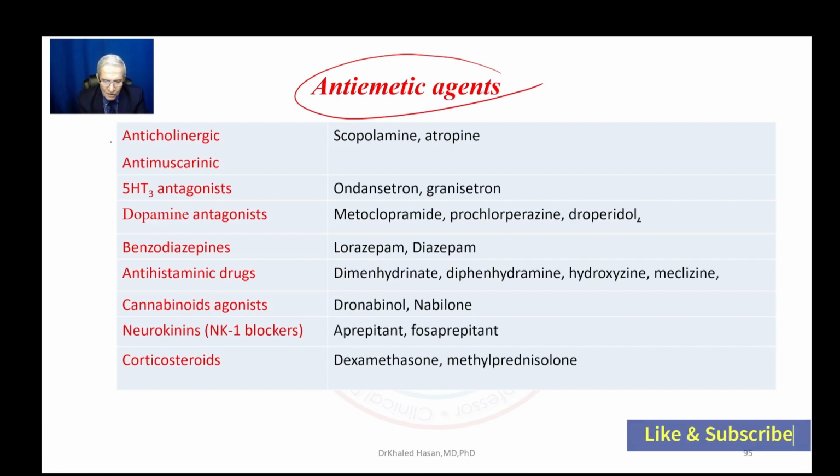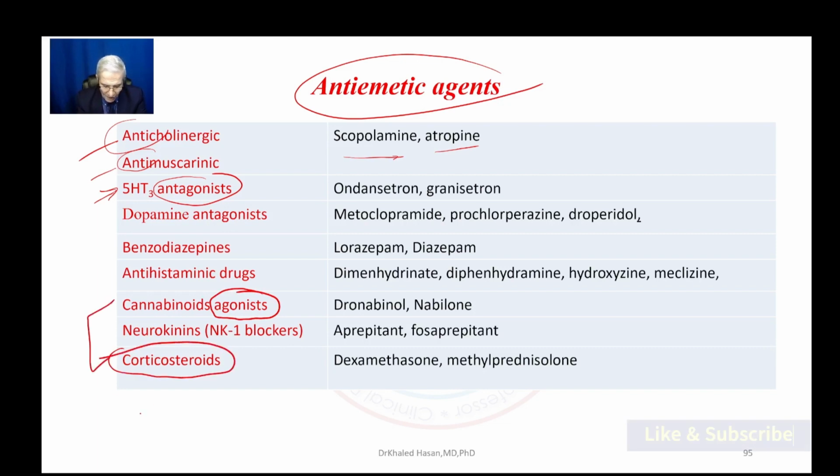Antiemetic agents: we have anticholinergic, such as scopolamine and atropine. We have anticholinergic or antimuscarinic. Then we have serotonin receptor antagonist. You can see most of the medication is considered antagonist. The only agonist is cannabinoids, and we have cortisone, which does not belong. So two things do not belong, but the others are antagonists. Here we have cholinergic antagonist, muscarinic antagonist, serotonin antagonist, dopamine antagonist, antihistamine, neurokinin antagonist or blocker. Most of the list is antagonist, with only two exceptions, cannabinoid agonist and glucocorticoids.